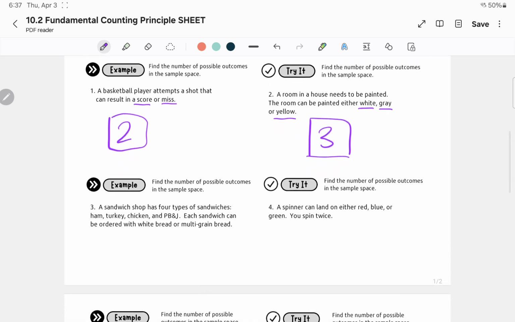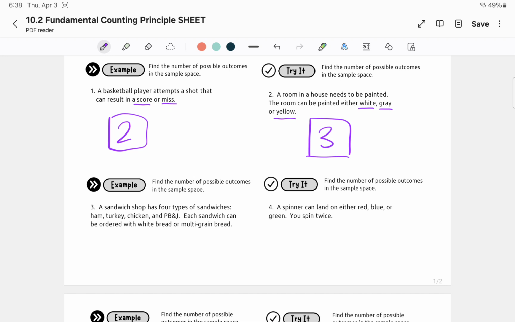So now we're going to be, each time, adding another layer of complexity here. So now we're going to have 2 events for 3 and 4. So 3 says a sandwich shop has 4 types of sandwiches: ham, turkey, chicken, and PB&J. Each sandwich can be ordered with white bread or multigrain bread. And we had something very similar from last lesson, but instead of writing the tree diagram and writing out all the outcomes, we're just finding the number. That's all it's asking, is the number of outcomes.